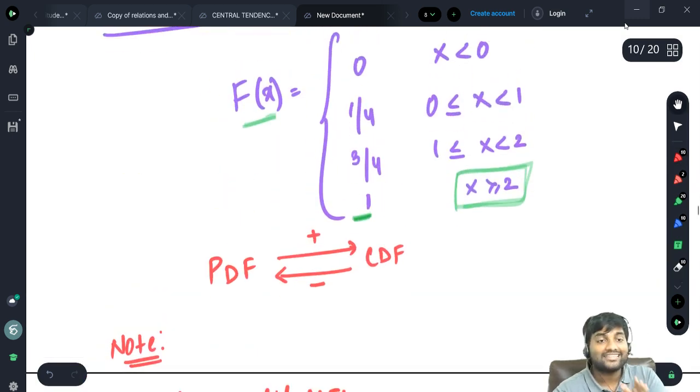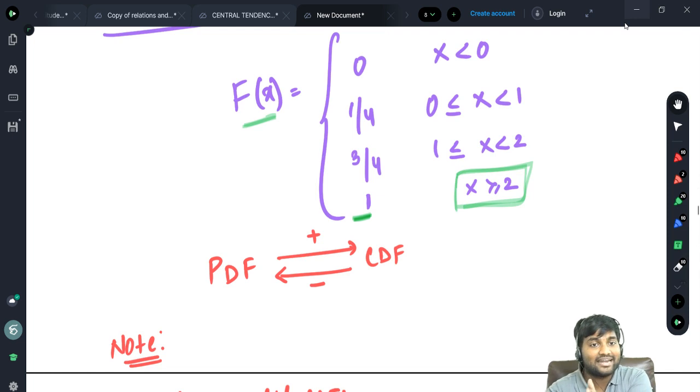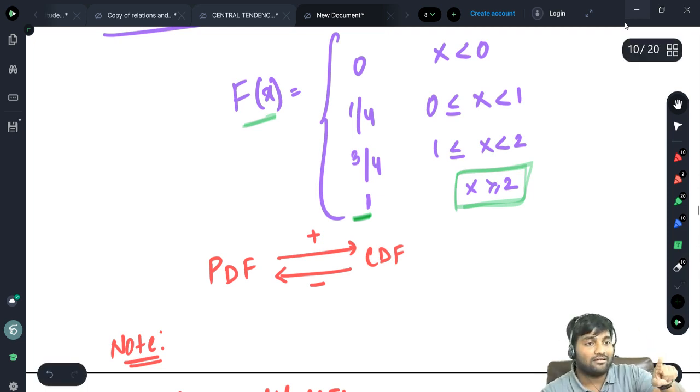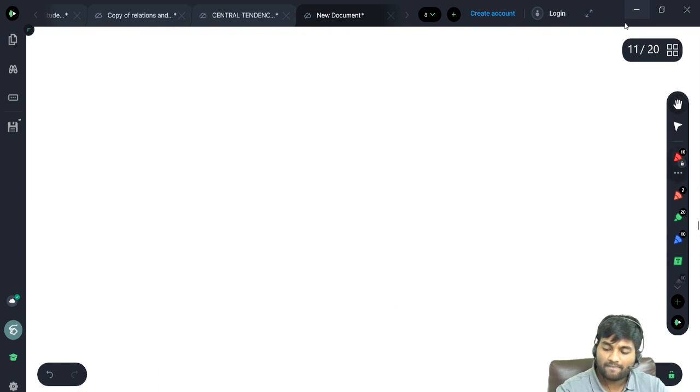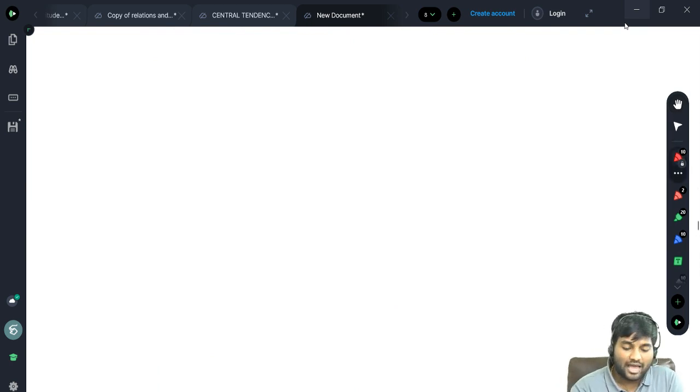This is basically in the range. X is greater than or equal to 2, we will get the value of CDF to be 1. Okay, next. Graphs.